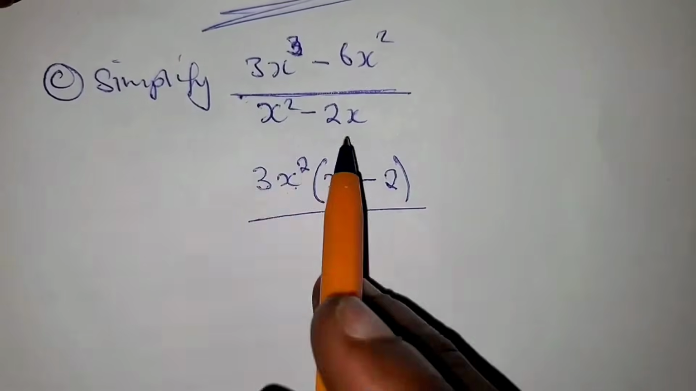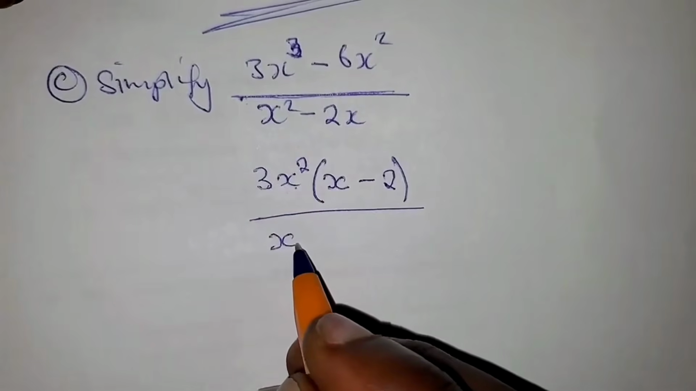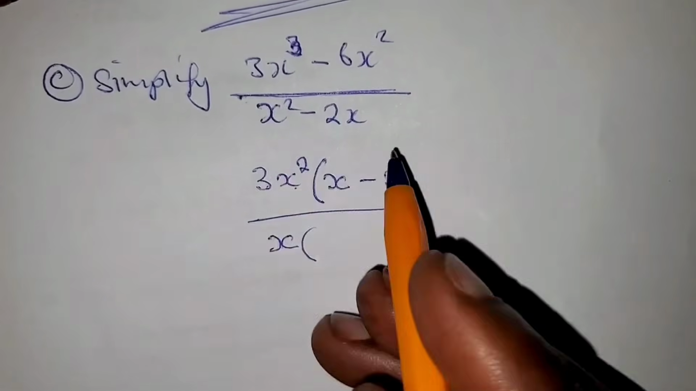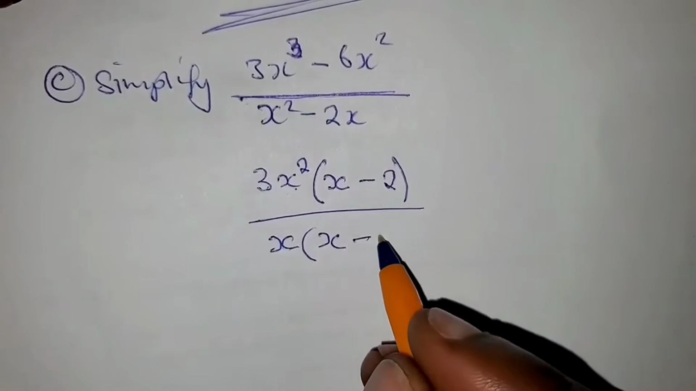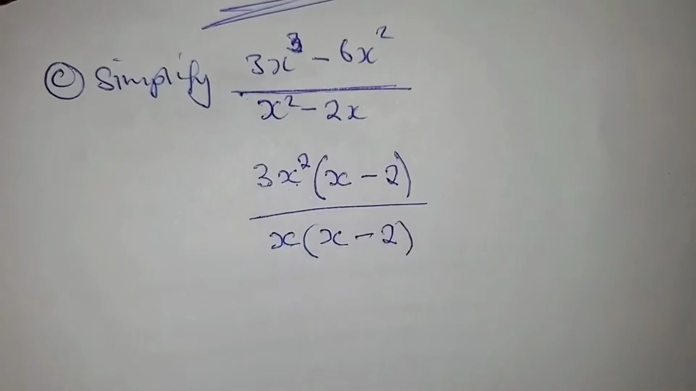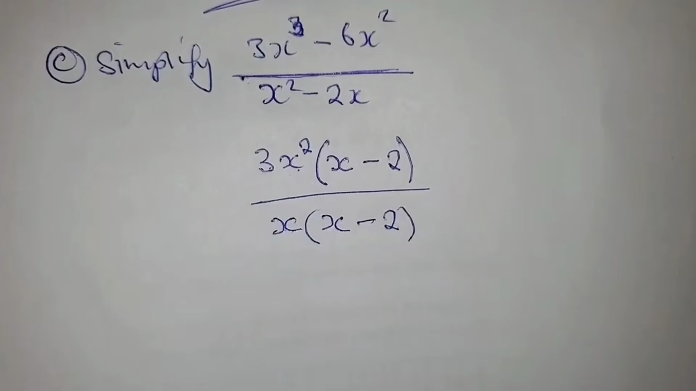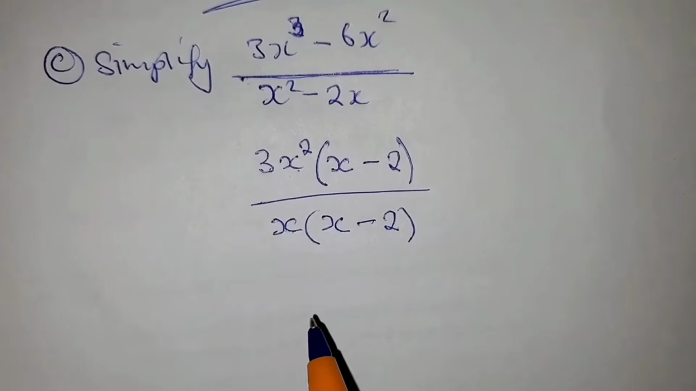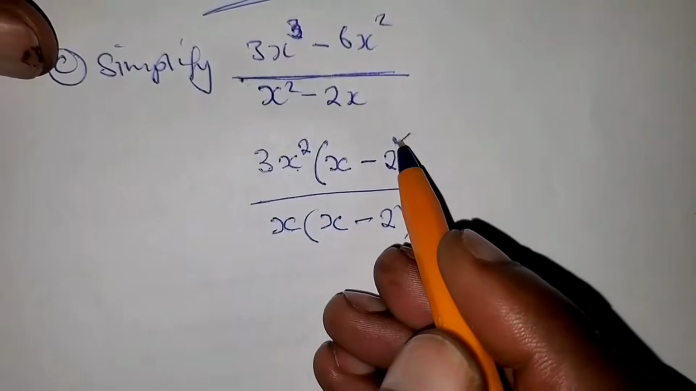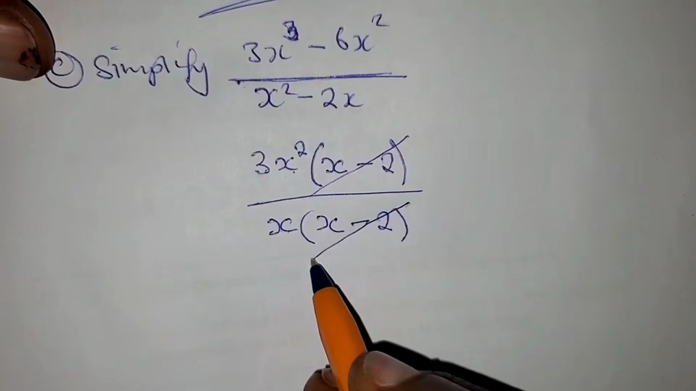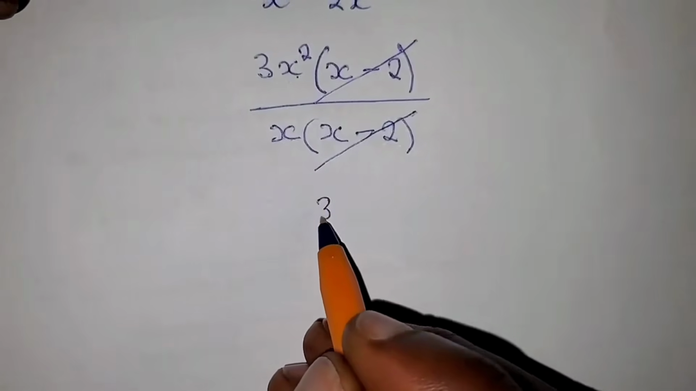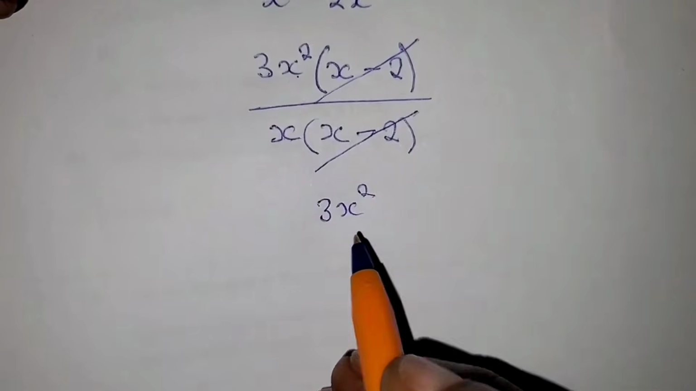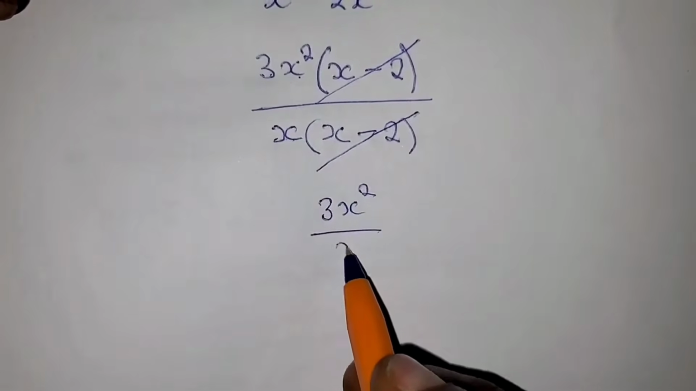Then down here we can also factorize. X is common, that's all. X into x squared is just x, minus x into x remaining with just what? Just 2. Then here we can first cancel out these 2. Okay, the next step you can just write 3x to the power 2 of x.